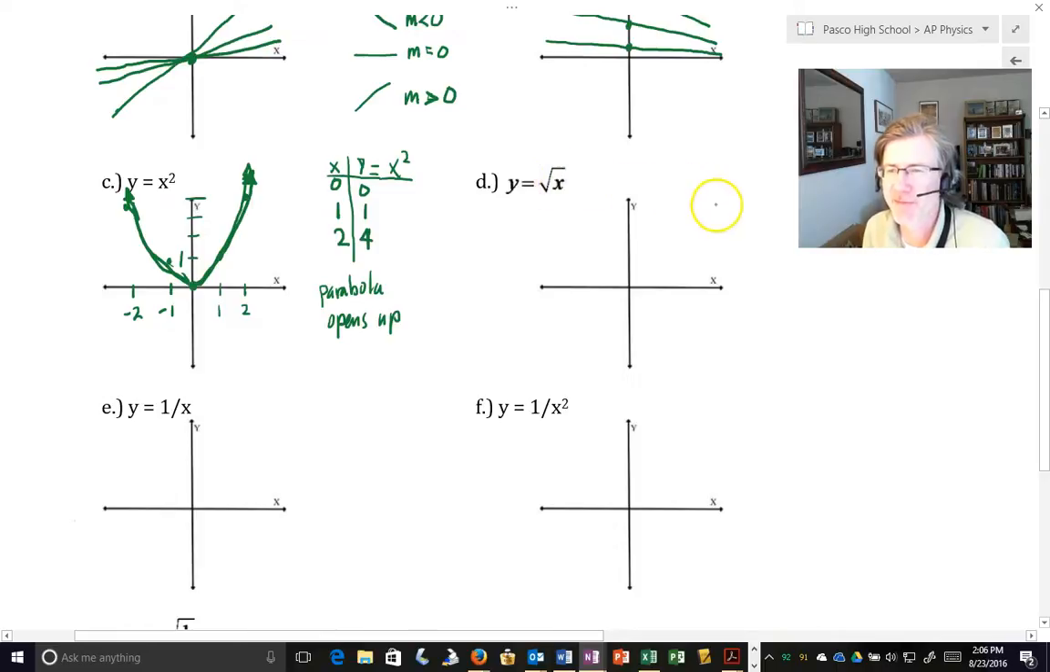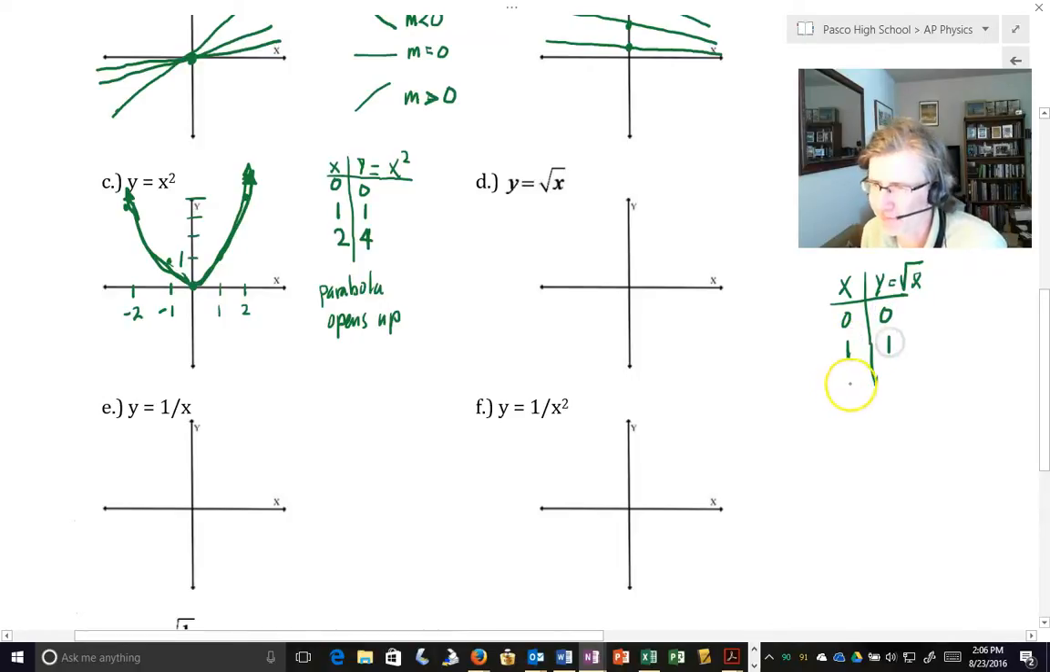Y equals the square root of x. So here's my little table. If x equals 0, y, which equals the square root of x. So if x equals 0, y equals 0. If x equals 1, y equals 1. And if x equals 4, y equals 2. So notice I picked the numbers that help me out, right? So if x equals 0, we're at 0. We can put that point in here.